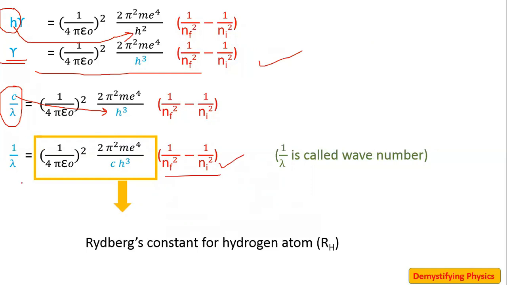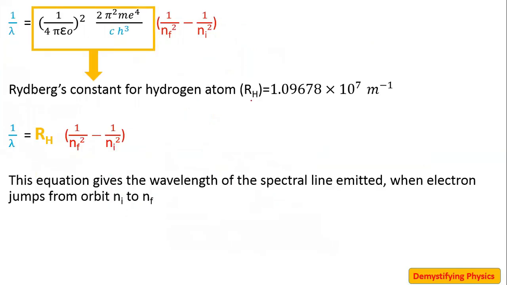Now this whole thing is a constant. You can see that everything is a constant. This is called Rydberg's constant. And the value of Rydberg's constant for hydrogen atom is this. You have to remember this value. The unit is meter inverse, of course, because this is 1 by lambda. 1 by lambda is called wave number.